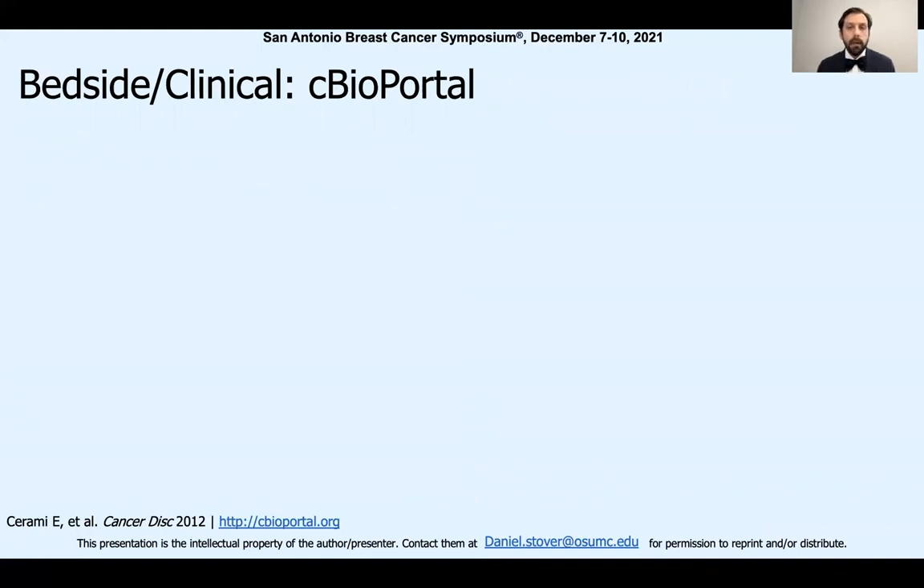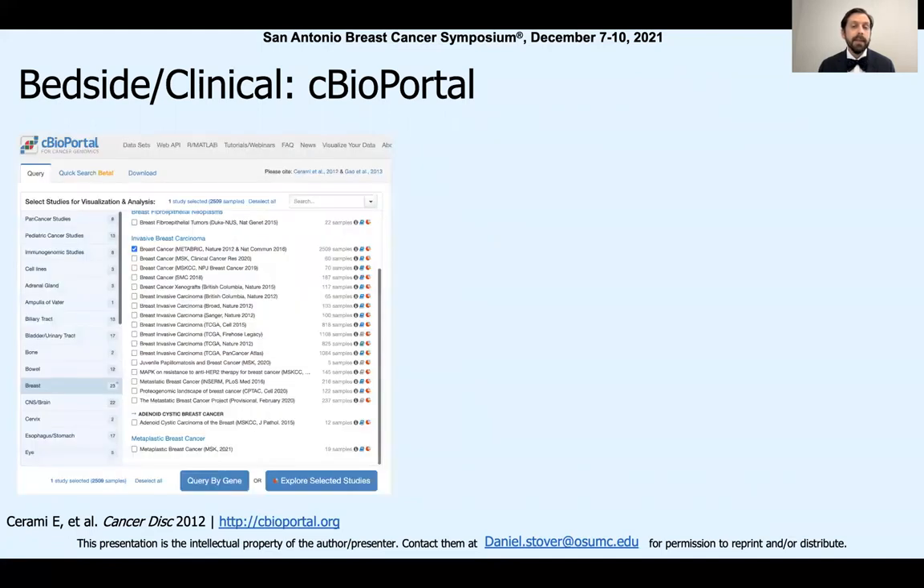When we think about clinical breast cancer data, one of the easiest and most widely utilized repositories is cBioPortal. When you look at the breast cancer data sets, cBioPortal has a variety of breast cancer data sets in various settings, including primary, metastatic, and a variety of omic data.